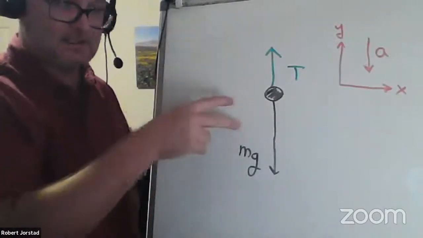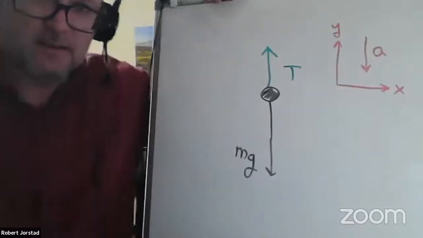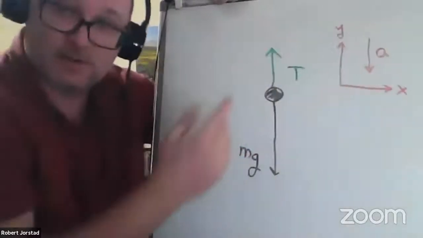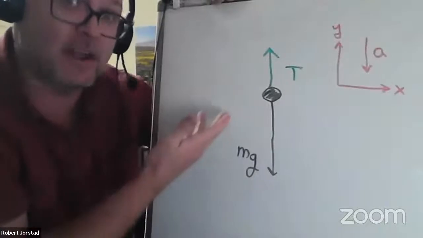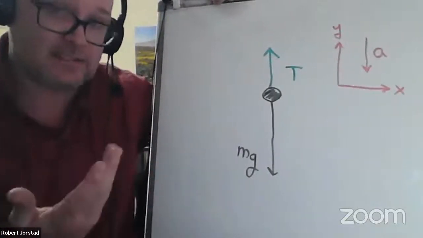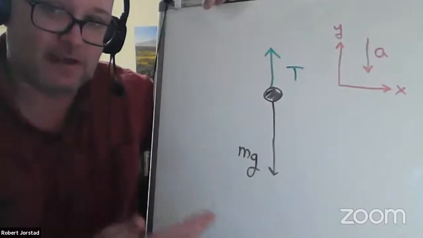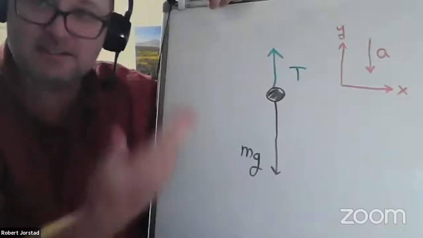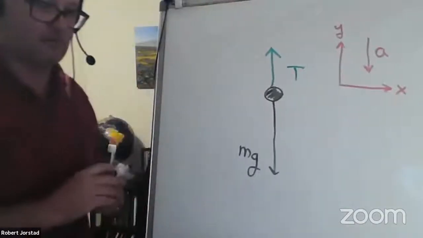If they were balanced, would it be at rest? Not necessarily. If they're balanced, the acceleration would be zero. It would either be at rest, static equilibrium, or moving with constant velocity. This happens in elevators all the time. It accelerates to get up to speed, then it moves with constant velocity, then it slows down.